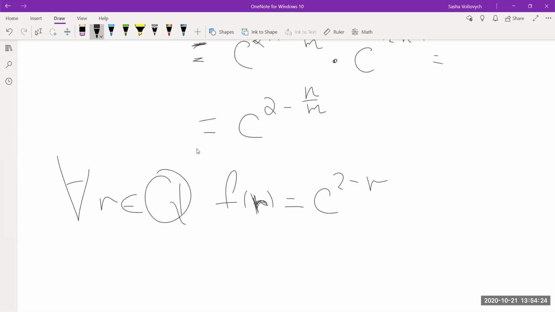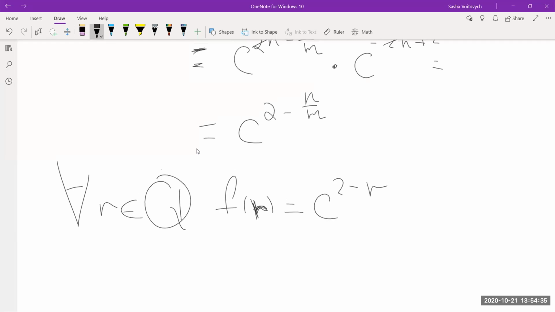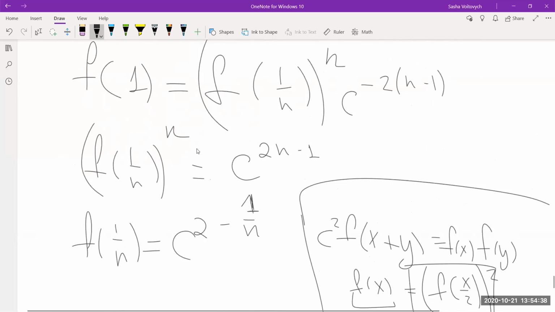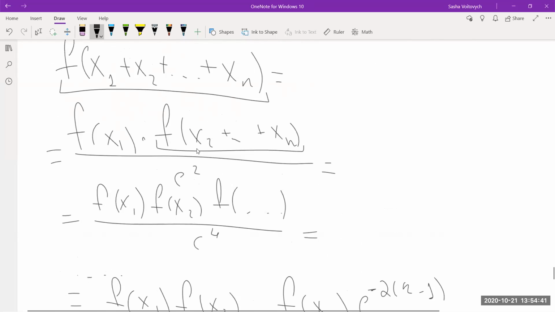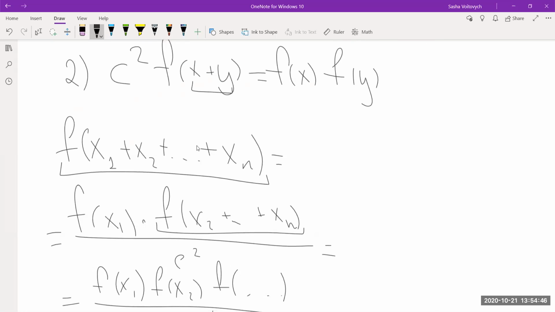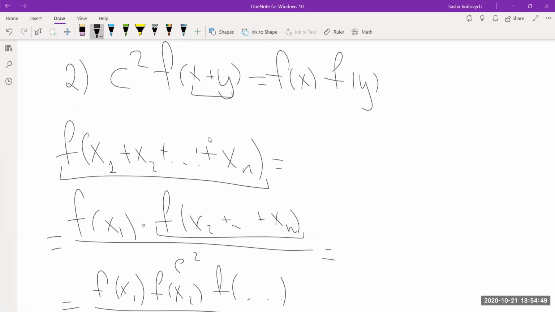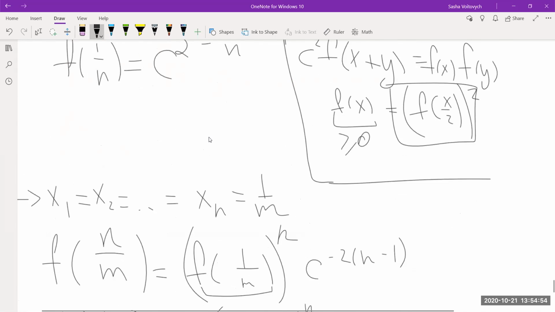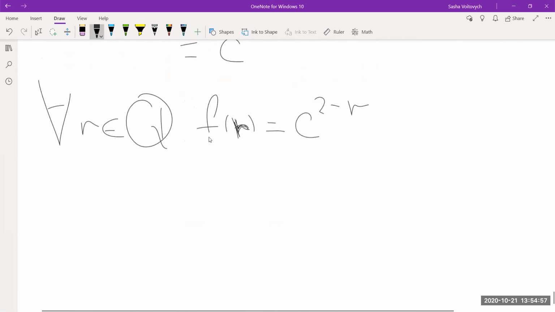Okay, so now, but we need all reals. We only know rationals. So to figure out irrationals, we're going to use the continuity of our function. Note that we never used continuity of the function up until this point. So even if we were not given the continuity, this would be true. So for rationals, we would get this formula, c to the power 2 minus r. So now we want to figure it out for irrationals.